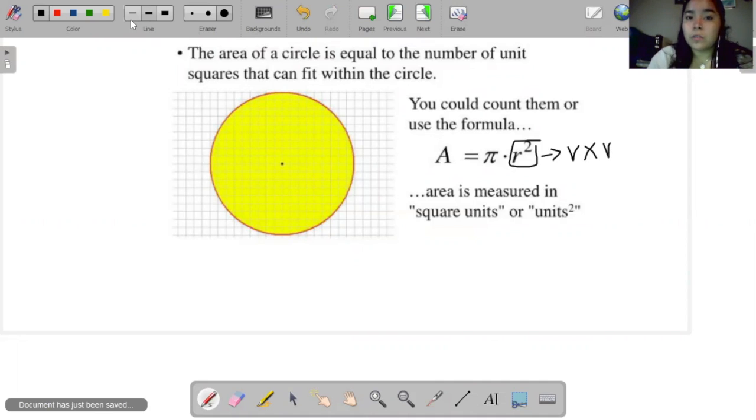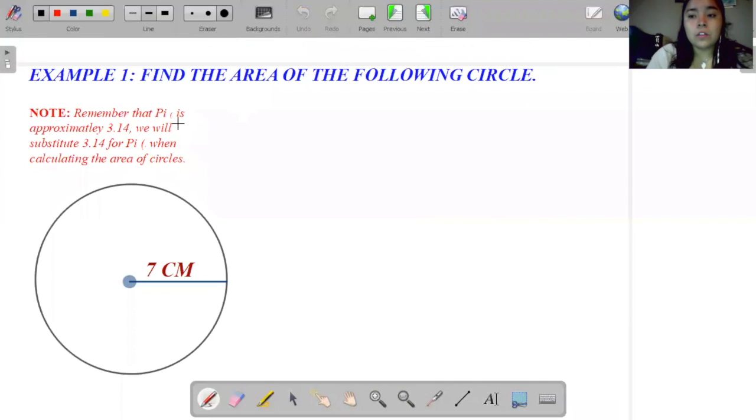So now let's do some examples. Our first example is here. It says find the area of the following circle. It also says remember that pi is approximately 3.14, just a little hint. And we're given a circle with a radius of 7 centimeters.